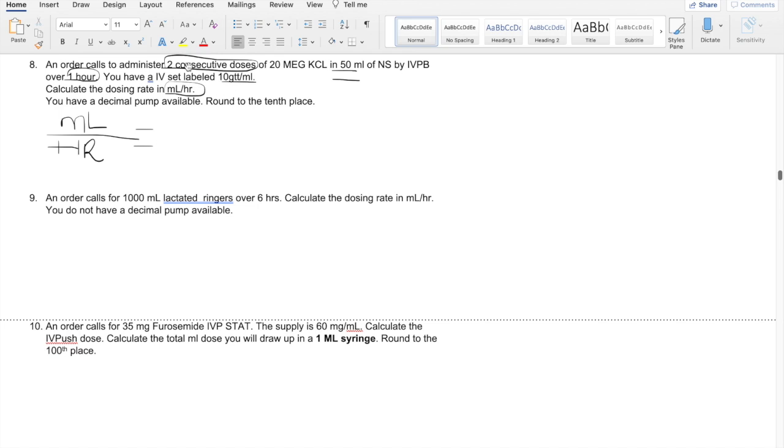And as you can recall, it was 50 milliliters. But here's the thing. Times 2, because it's 2 consecutive doses. So this is a tricky question. And 50 times 2 is going to equal 100 milliliters. Now, the problem is asking us to figure out in the hours, right? So we have 1 hour. So it's going to be 100 divided by 1.